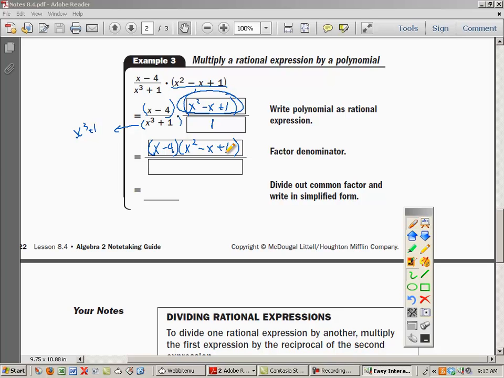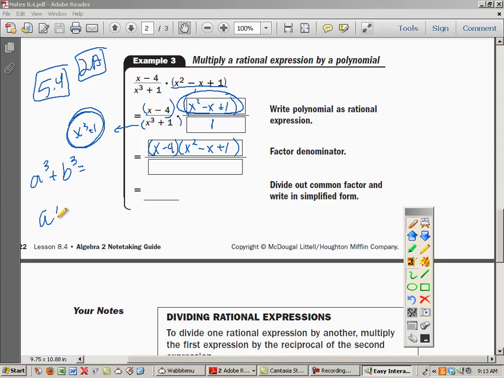So on the bottom of this thing, then we have to say, all right, well, this does factor. It might not look like it, but if you recall from chapter 5, I believe it was section 5.4 from your Algebra 2A, we talked about the difference of cubes and the sum of cubes pattern. And the sum of cubes pattern, to review, a cubed plus b cubed is equal to a plus b times the product of a squared minus ab plus b squared. So that's the sum of cubes pattern.